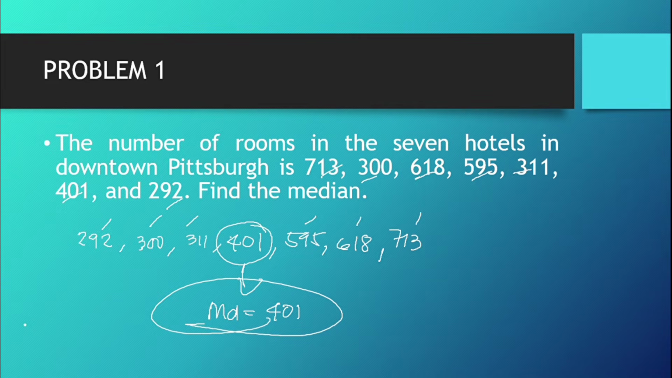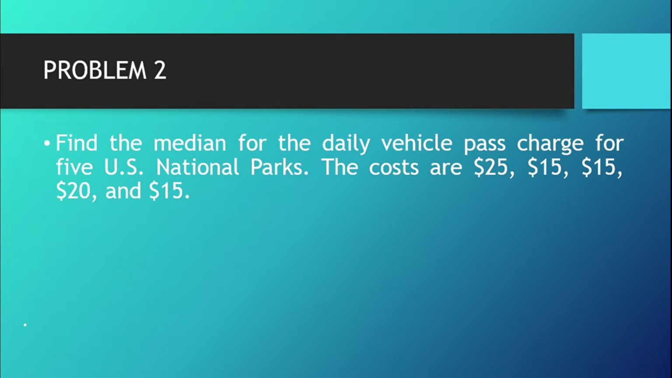Okay, so let's proceed with problem number 2. Find the median for the daily vehicle pass charge for 5 U.S. national parks. The costs are $25, $15, $15, $20, and $15. So the first step is we're going to write the data in ascending or descending order. So let's have ascending order. So $15. Okay, next is $15. There are three $15 here.